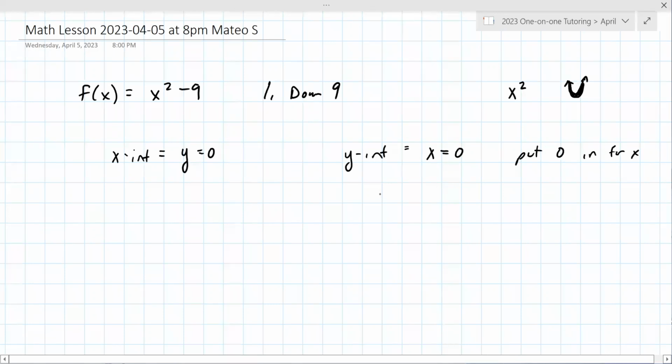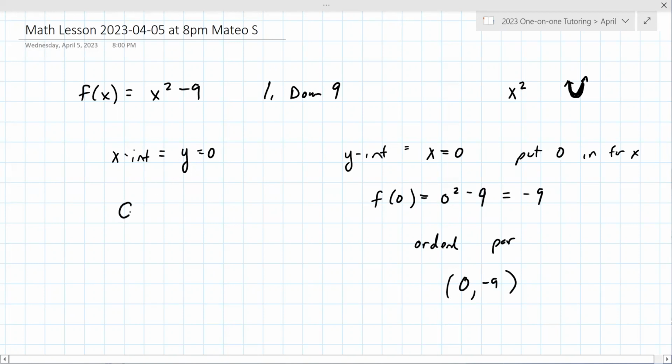So f of 0 is 0 squared minus 9. That is -9. And it is an ordered pair. So x is 0, y is -9. So that's a point on your graph. The x-intercept is a little bit harder.